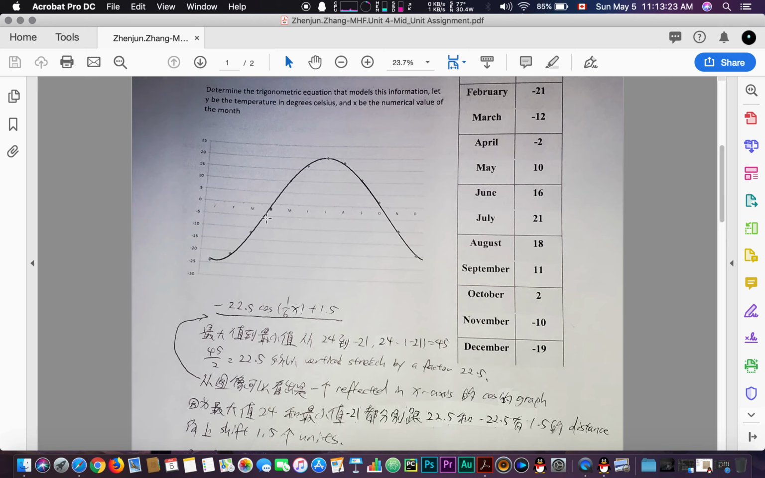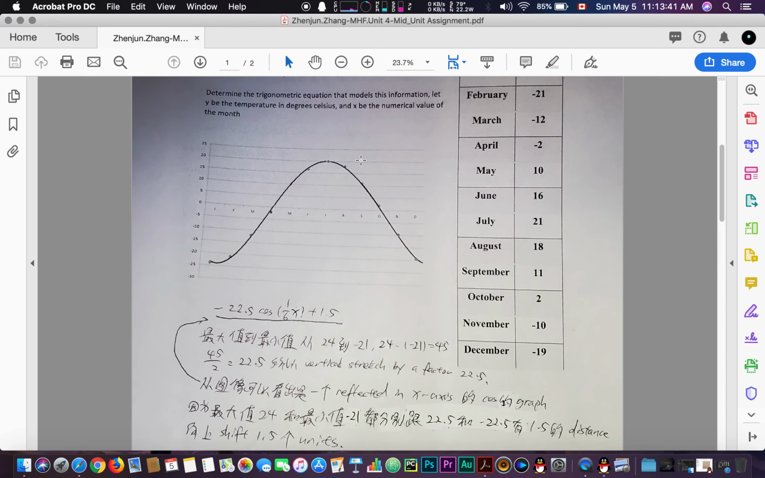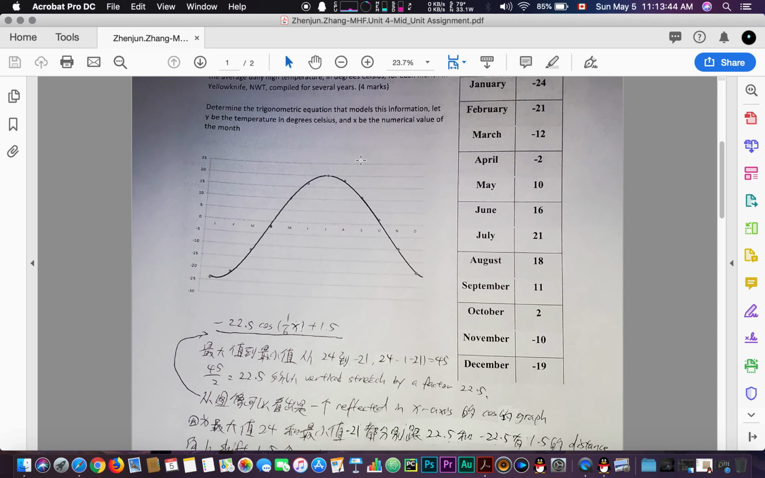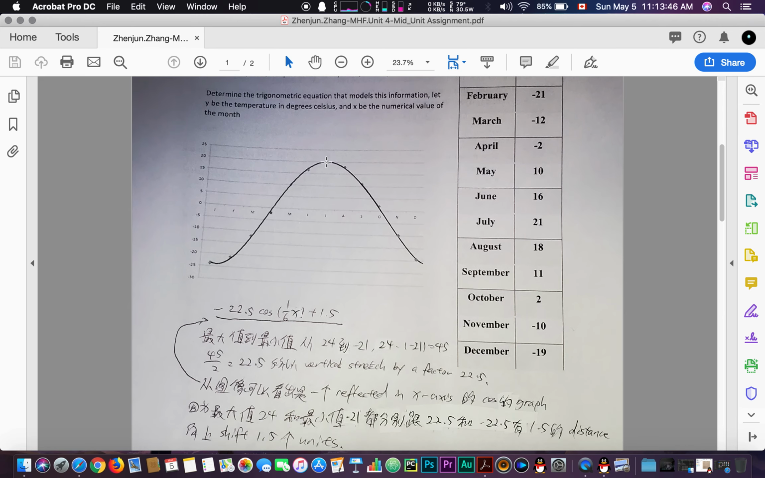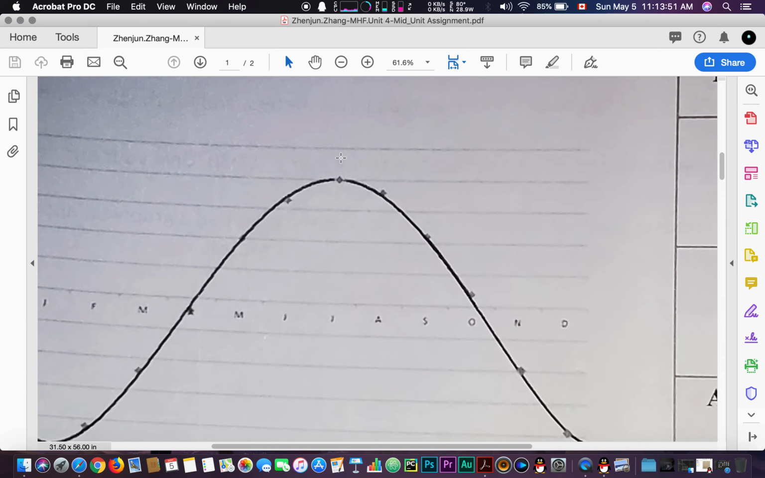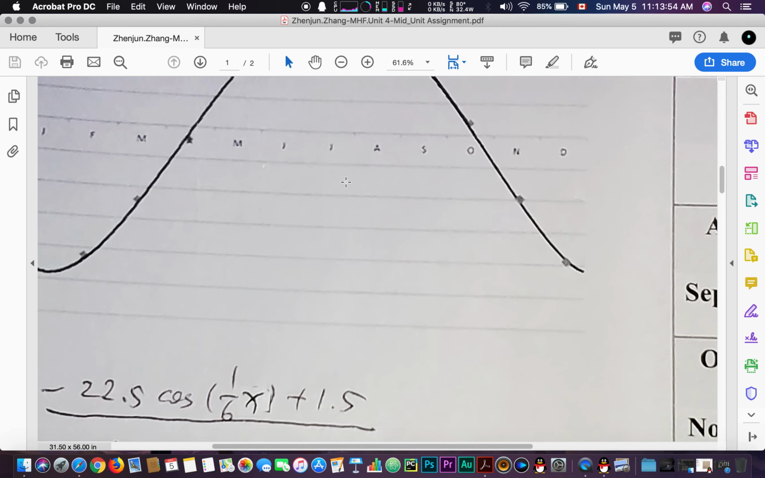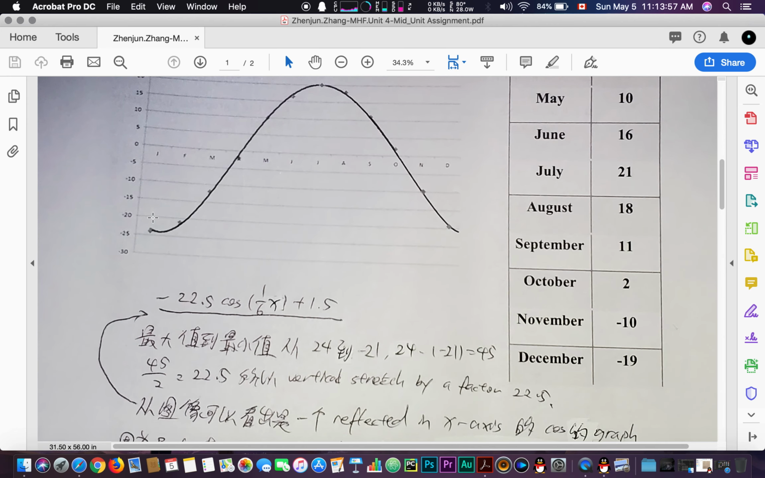Since we have the maximum value 21 and the minimum value negative 24, both of them have 1.5 distance away from the points 22.5 and negative 22.5. So therefore it has been shifted down. It's been shifted down 1.5 units. It's supposed to be here and now it's here, so it's 1.5 units down.